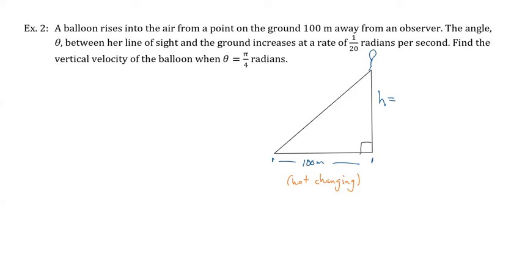You could either just make that statement, or you could do tan of pi by 4 equals opposite, which is h, over adjacent, which is 100. Tan of pi by 4 is 1. So h is 100. However you end up doing it, you can figure that out. Okay? We're finding dh by dt.